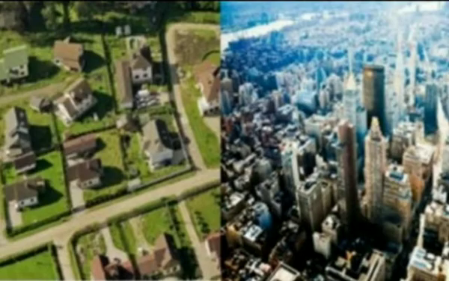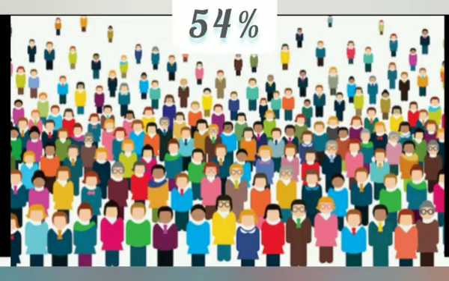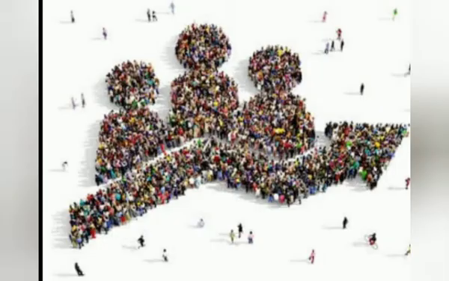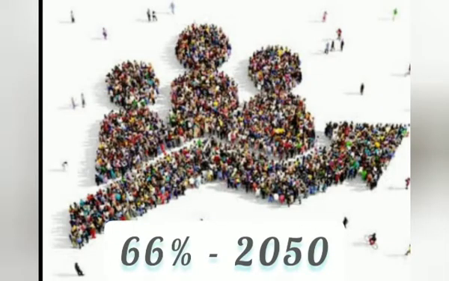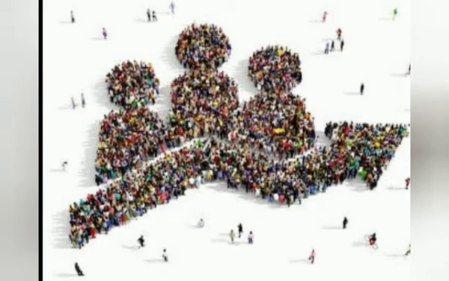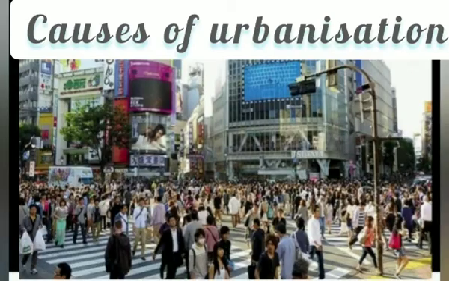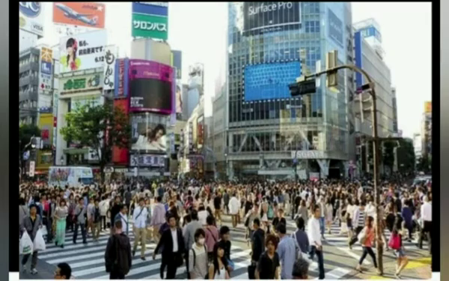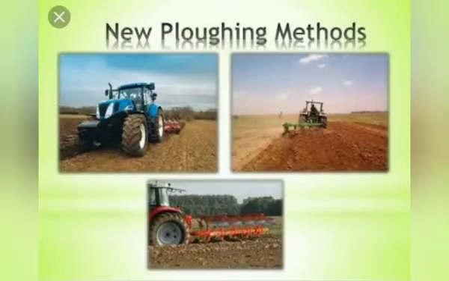At present, around 54% of the world's population lives in urban areas, and this proportion is expected to increase to 66% by 2050. What are the causes of urbanization? There are many factors that encourage the movement of people from rural to urban areas. Let's see which are the main ones.